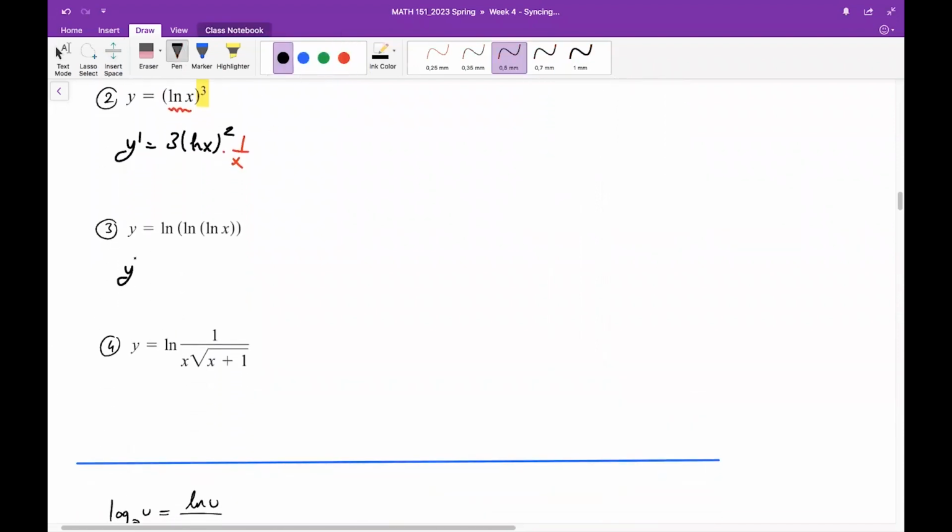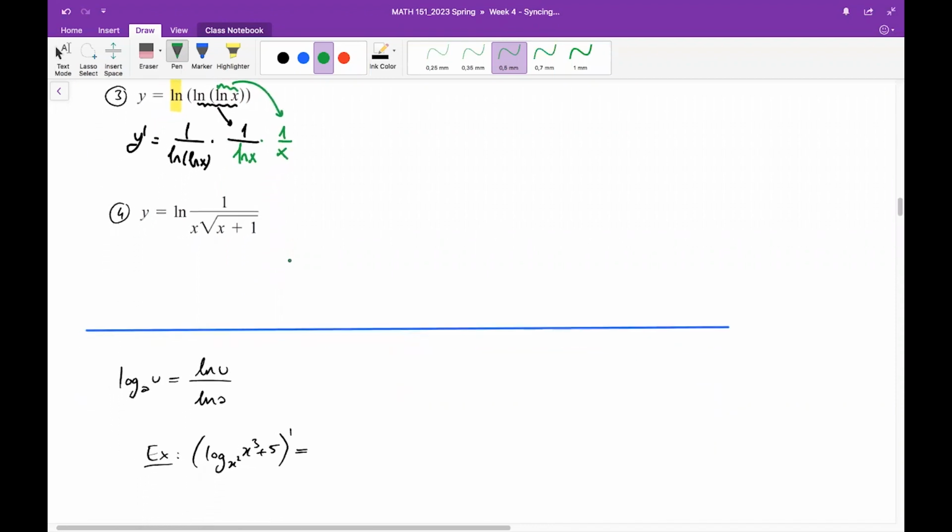This one, y prime is, start with the most outer function. Okay, derivative of ln is 1 over whatever you see inside, ln x. And then you keep multiplying with the derivative of this insider part. Okay, what is the derivative of this part? It is again 1 over, this time, whatever you see is ln x, times the derivative of this most insider part, which is 1 over x, okay? So we applied chain rule here. Step by step, we move inside.